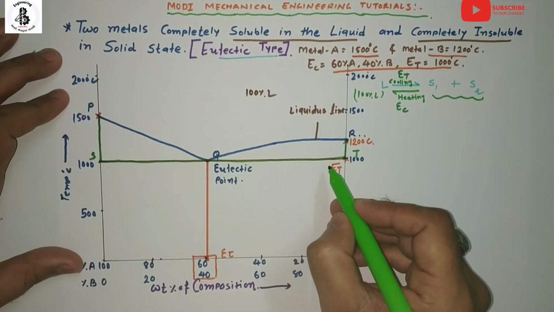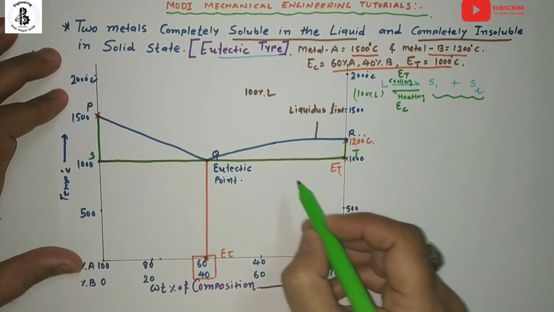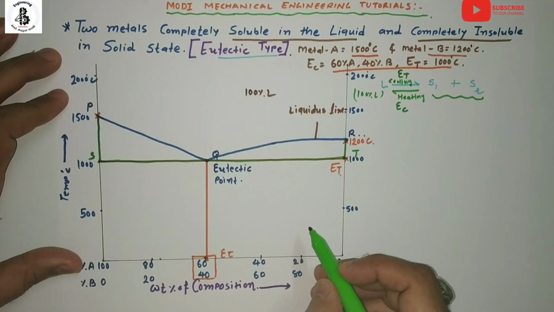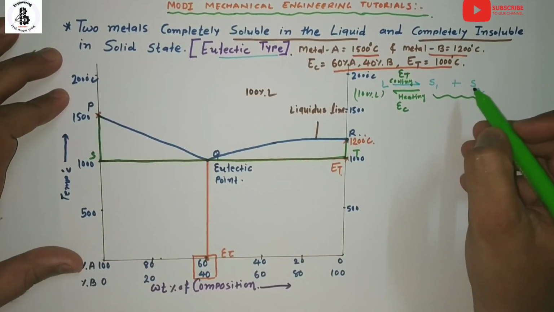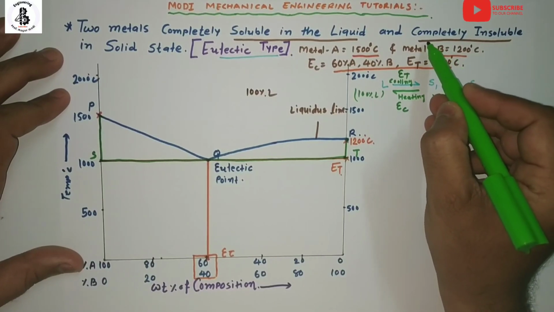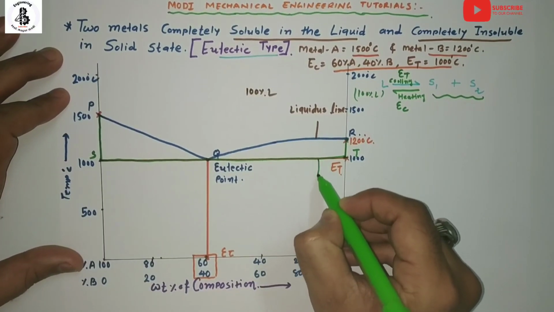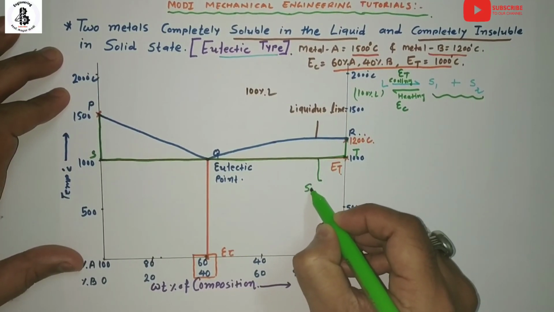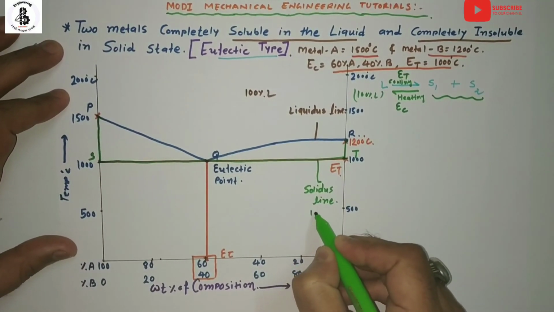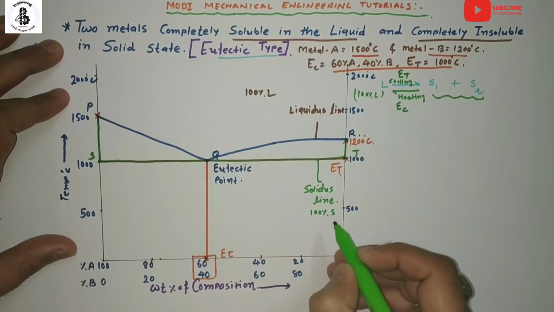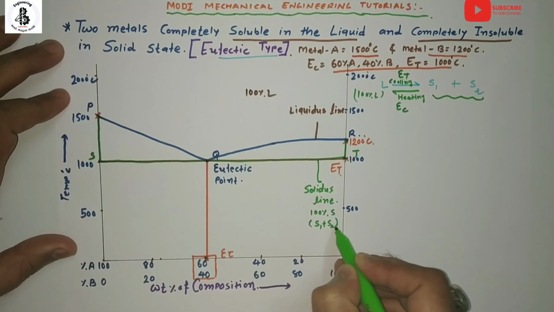So according to the solidus line, the portion below it, for all the compositions, will be the formation of two different solids according to the eutectic type of solidification process, because both metals are completely insoluble in the solid state. So just note down that this line is known as a solidus line, which forms a 100% solid, but it forms two different solids like S1 and S2.